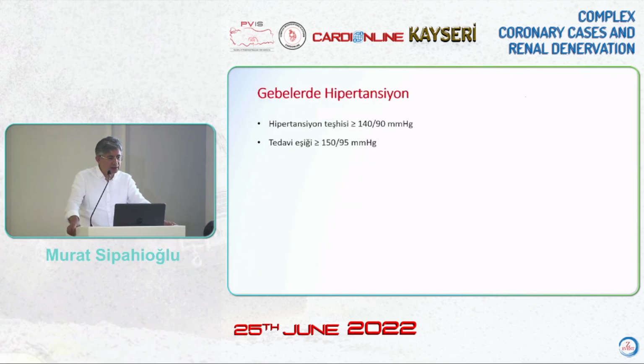And last but not least, hypertension in the pregnancy, and it should be 140/90 mmHg should be the target value in the hypertension diagnosis. And the threshold of the treatment, we don't rush it. It is 150 millimeters of mercury. It should be more than that.